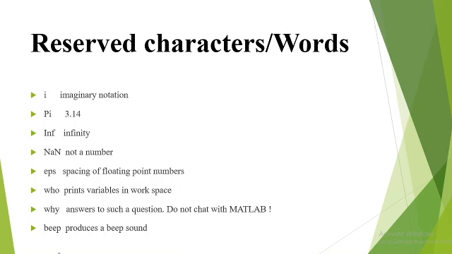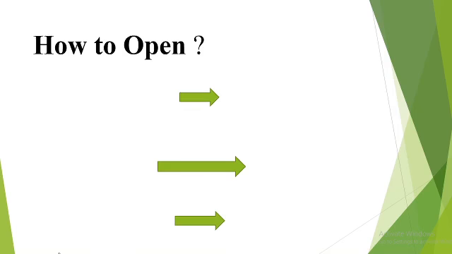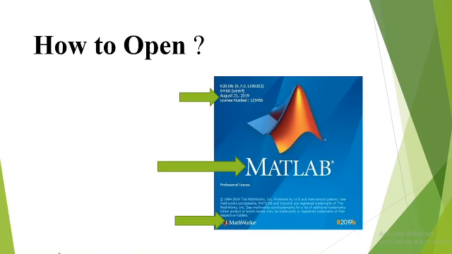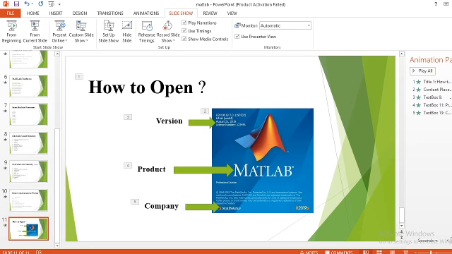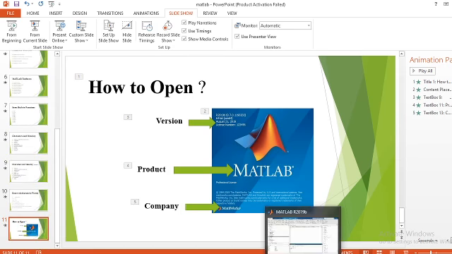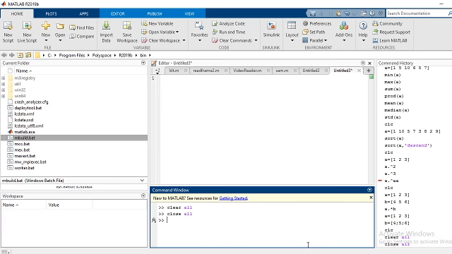Now let's open the window. How to open? When you install your MATLAB, then you can see the MATLAB icon on your desktop screen. When you double click this, a window will open. On the MATLAB icon we can see version, product, company name, etc. So when you double click this, this kind of window will appear.